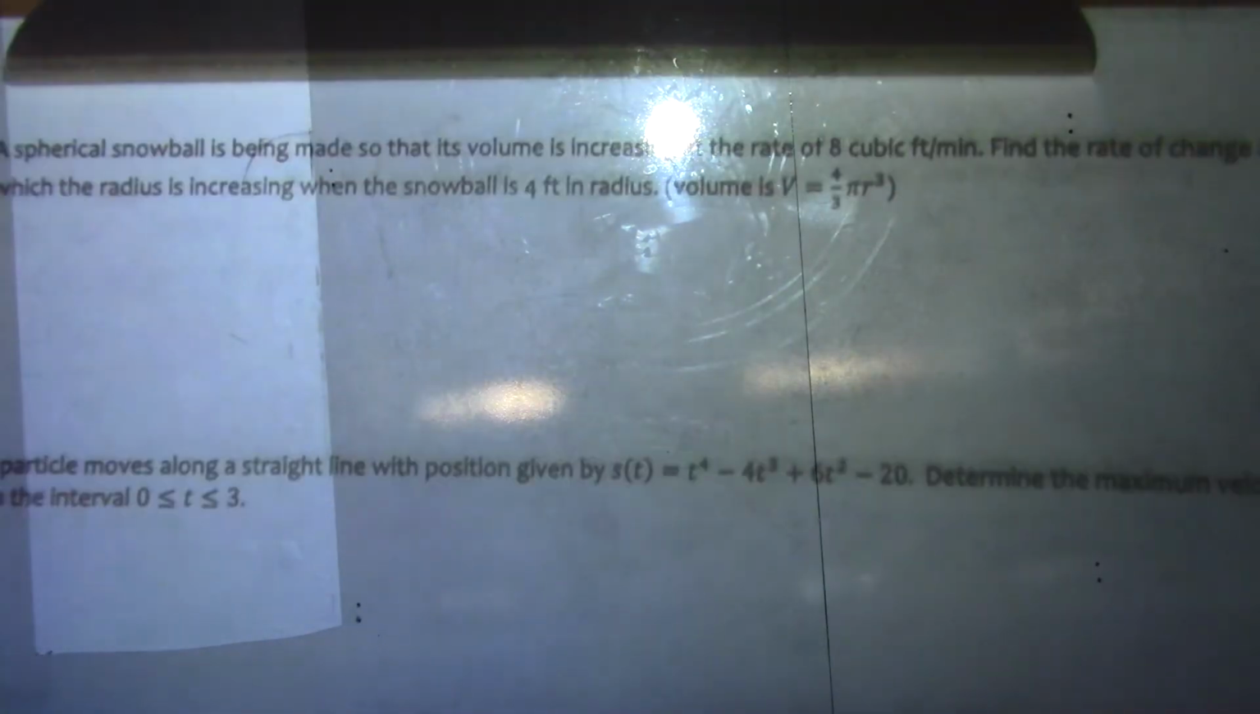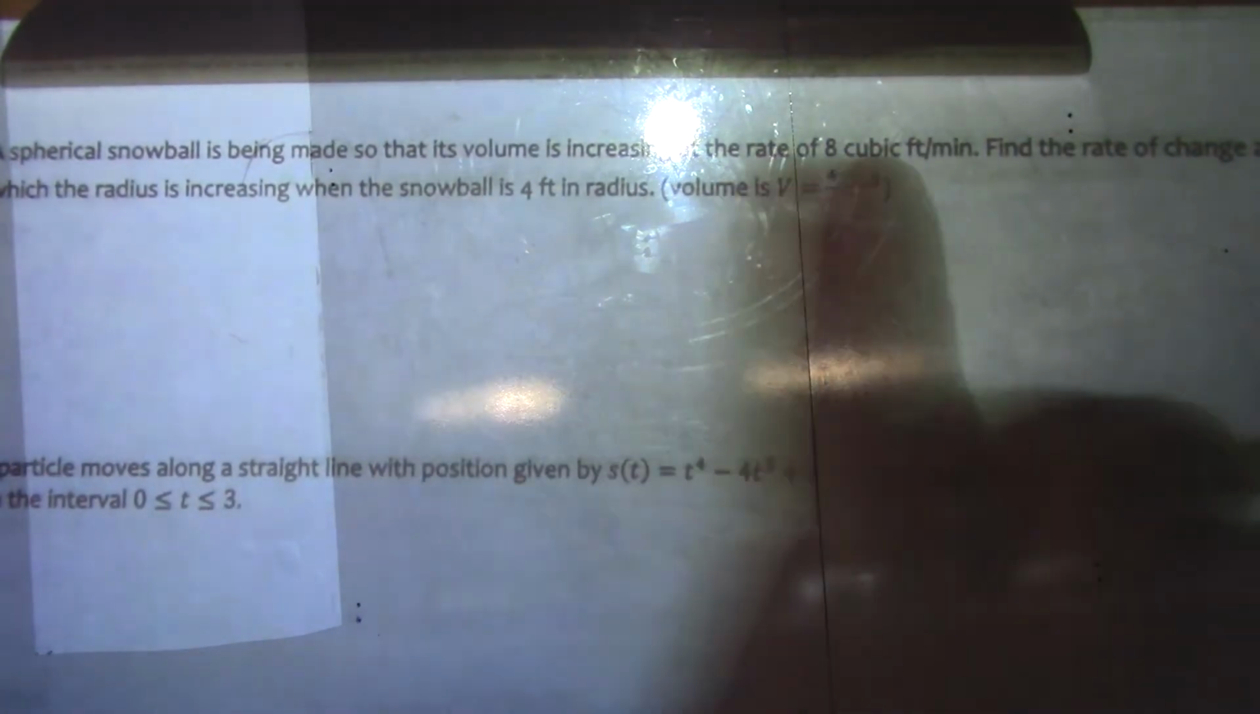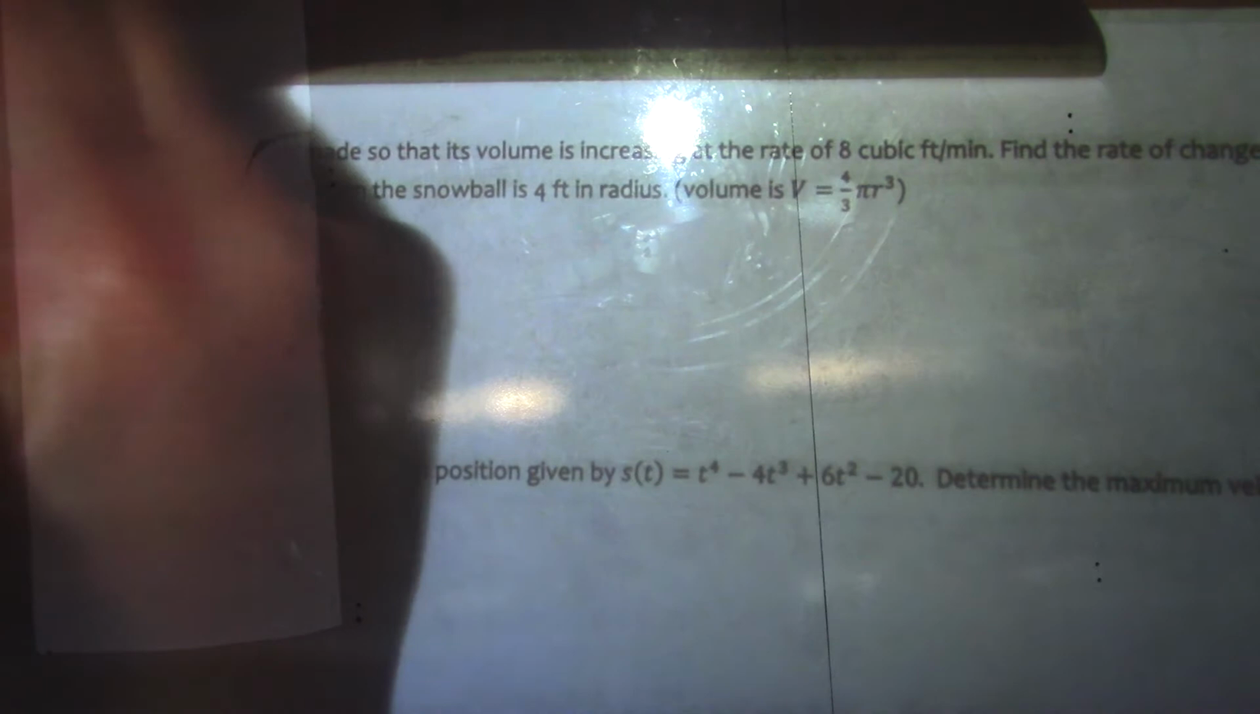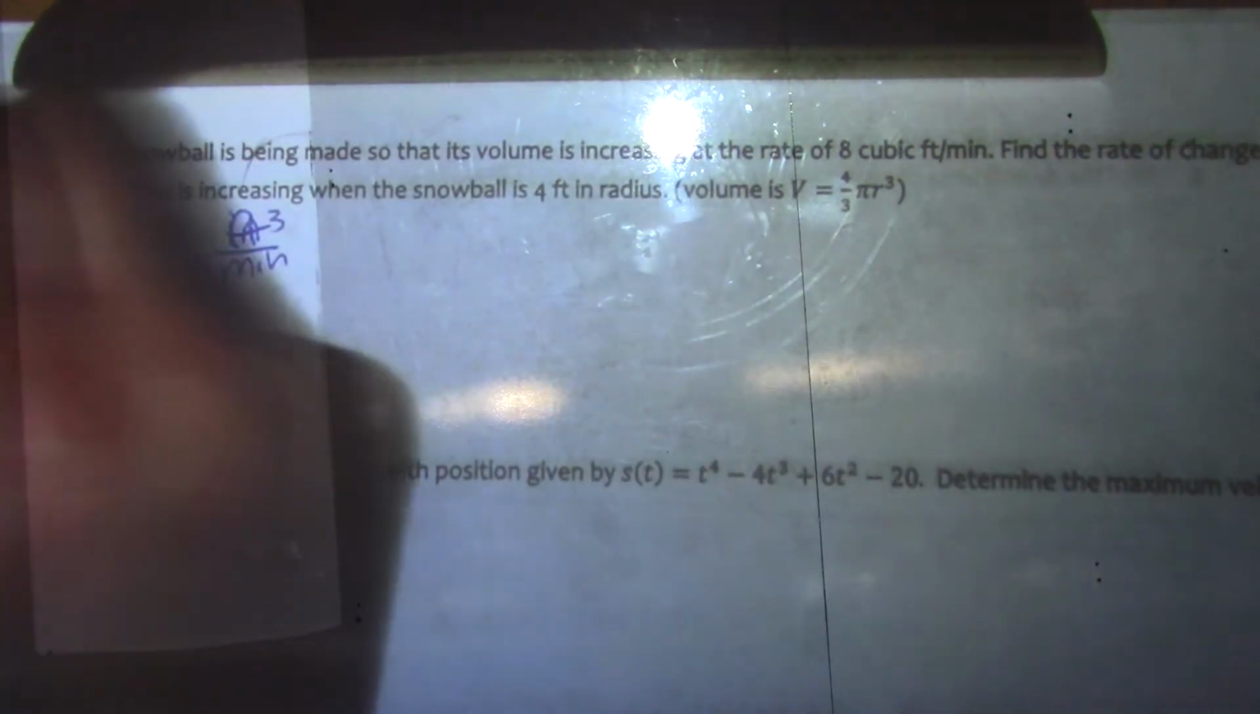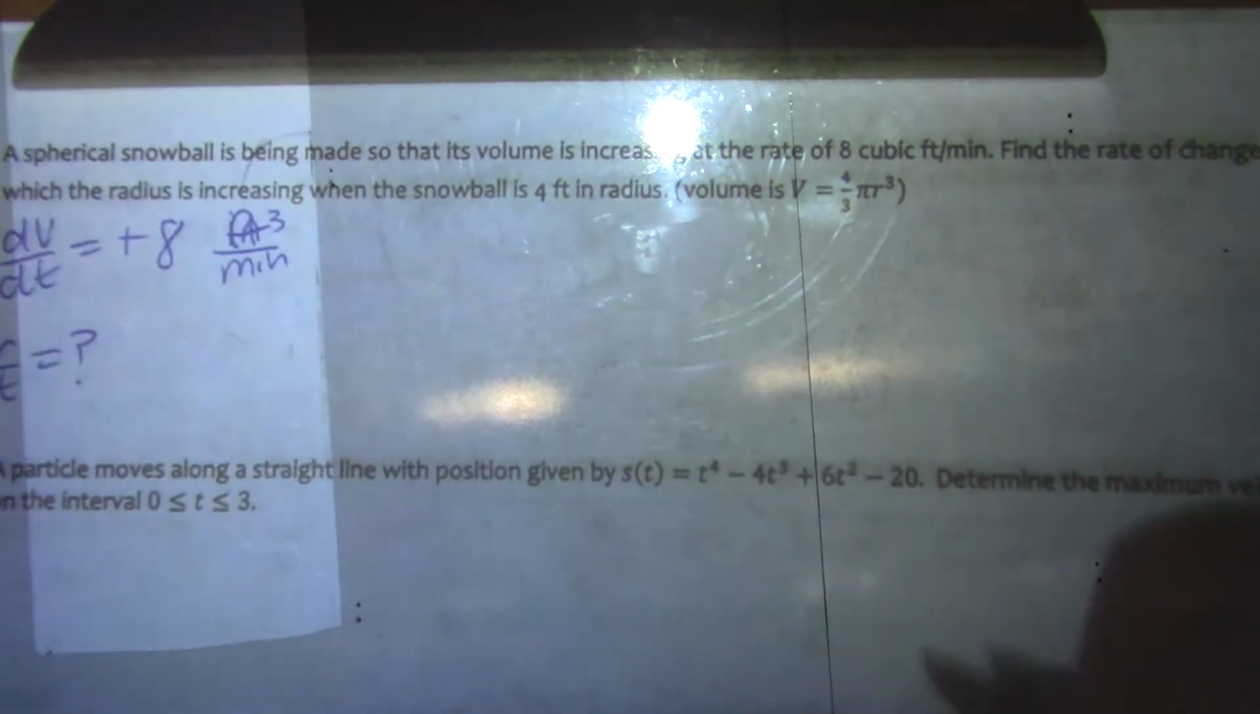Spherical snowball. The volume is increasing at a rate of 8, so that's dV/dt is positive 8 inches cubed per minute, or feet cubed per minute. Find the rate of change of the radius, so dr/dt equals my unknown when r equals 4.